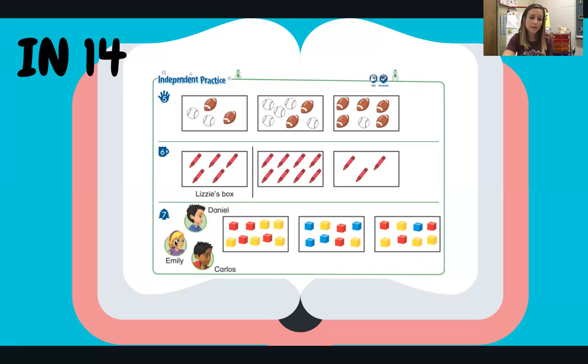Let's start with Emily. That's this girl right here. Emily's group has 1 blue cube. Draw a line to the box with 1 blue cube. Carlos is this boy at the bottom. He has some blue cubes. Draw a line to the box with some blue cubes. Daniel is the boy at the top, and he has no blue cubes. Draw a line to the box with no blue cubes.